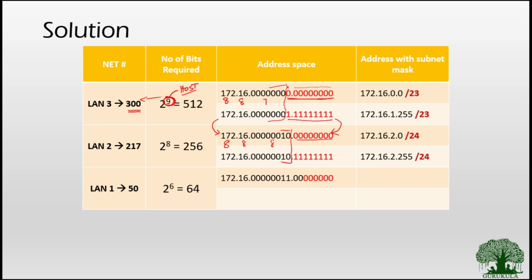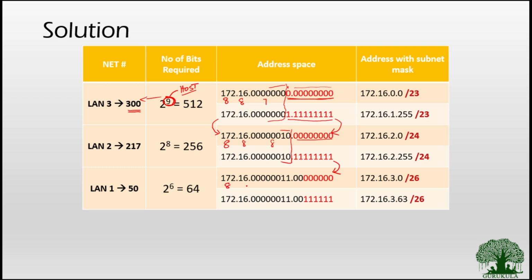Then you can see the last subnet, that is 172.16. Here you will have to write the immediate next address. Adding 1 here, all these bits become 0, and this 10 becomes 11. That is the immediate next address. Once we get the next address, you can clearly see what the last address of this particular address space will be.